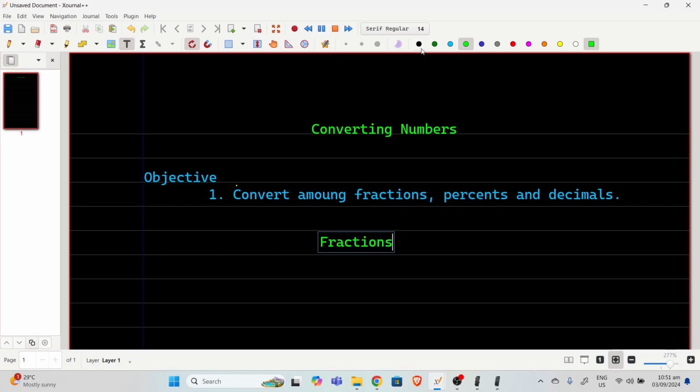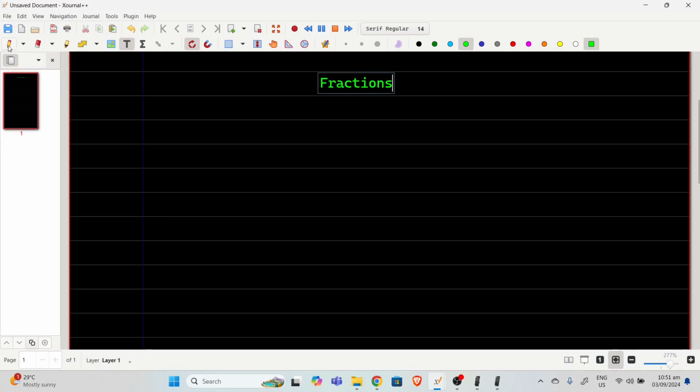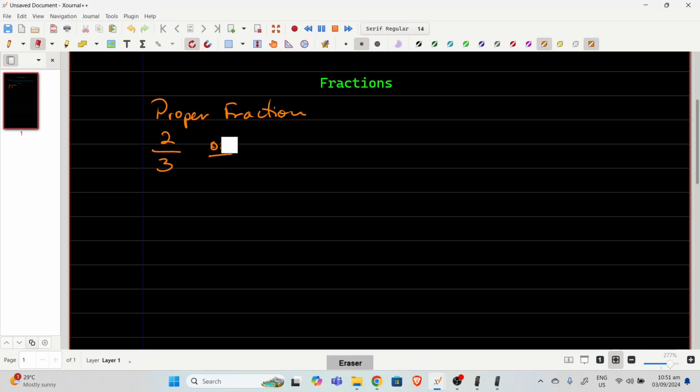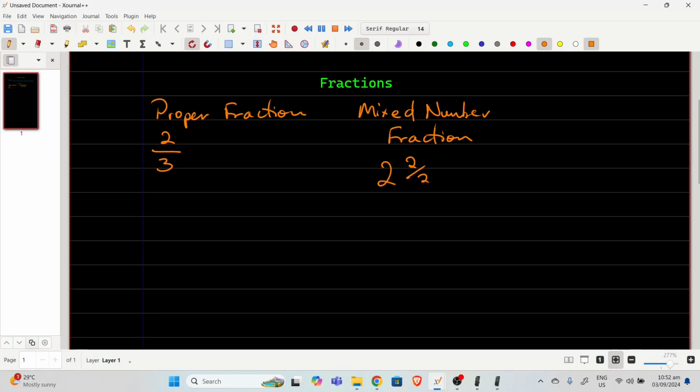Right? So we have two types of fractions. We have proper fractions. I'm going to write that over here, proper, which can be 2/3. And another form, most of the time they would call it a mixed number fraction, is something like 2 and 2/3.